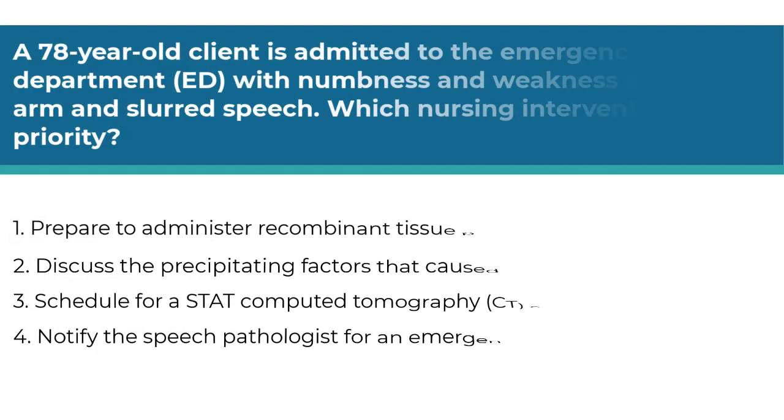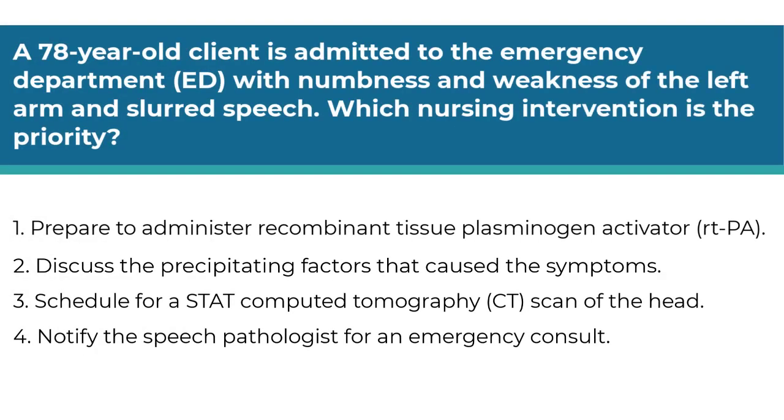Here's another question. A 78-year-old client is admitted to the emergency department with numbness and weakness of the left arm and slurred speech. Which nursing intervention is a priority? Number 1. Prepare to administer rtPA. Number 2. Discuss the precipitating factors that cause the symptoms. Number 3. Schedule a STAT CT scan of the head. Number 4. Notify the speech pathologist of an emergency consult.